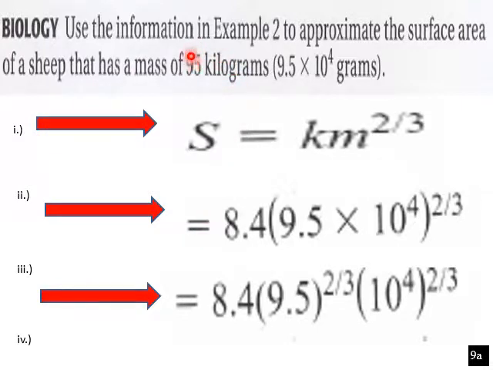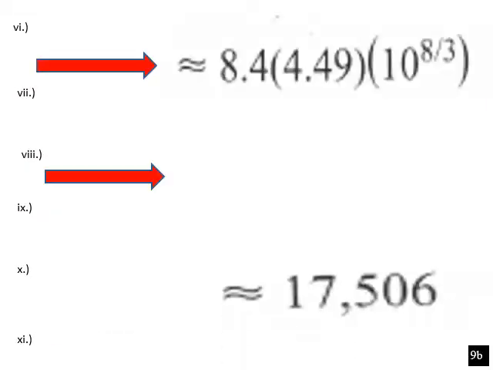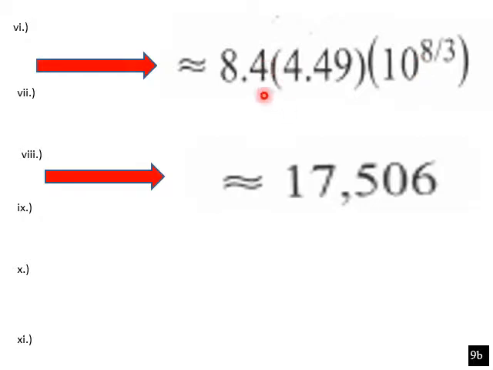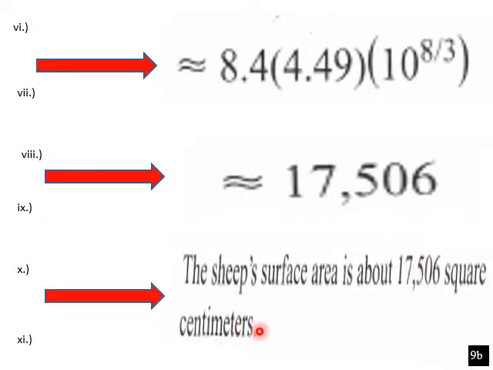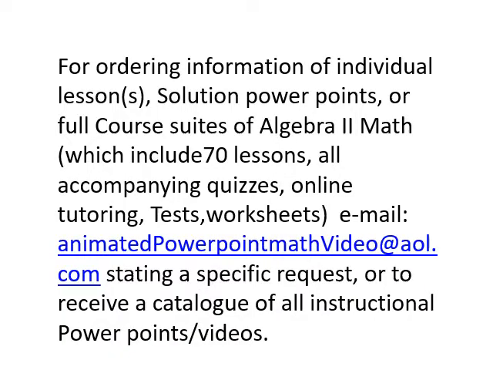And for this 9.5, this is your plug-in for 95 kilograms to the 2/3 power. So again, we separate this product off by the power here, power of a product. And then we come up with this number here, then we do our calculations, probably on a calculator, and we come up with this number here. Sheep surface area about 17,506 square centimeters.